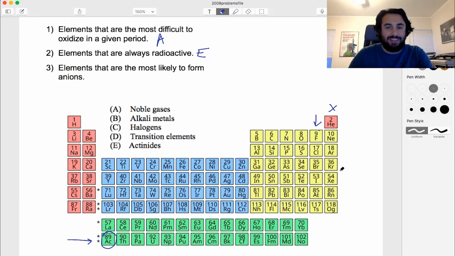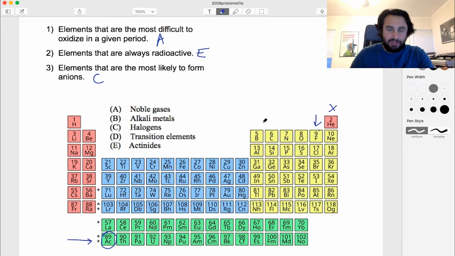They're very, very likely to form anions. They're very ready to gain one electron to become a fluoride ion, a chloride ion, right? Any of the halide ions. So the halogens have the highest electron affinity because if they get one electron, they attain noble gas electron configuration, which is very stable. So halogens are most likely to form anions.